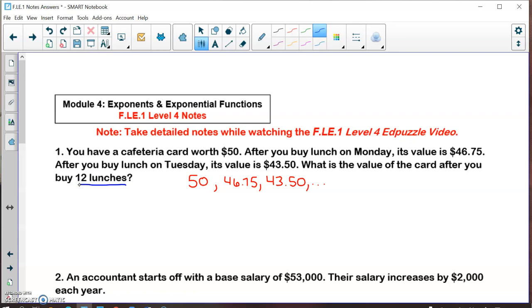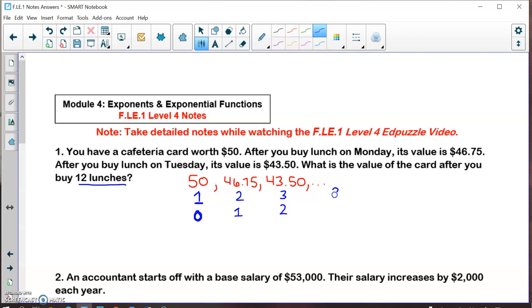Well, on term 1, which is $50, how many lunches did you purchase? None. 0. Because your card was just loaded with $50. Term 2 of your sequence was when you purchased 1 lunch. Term 3 of your sequence was when you purchased 2 lunches.